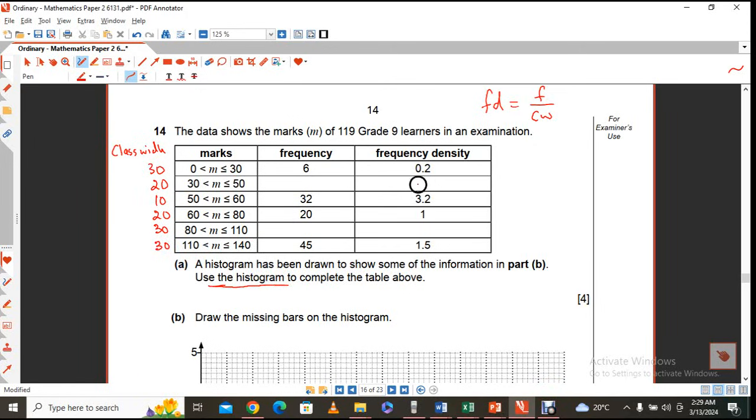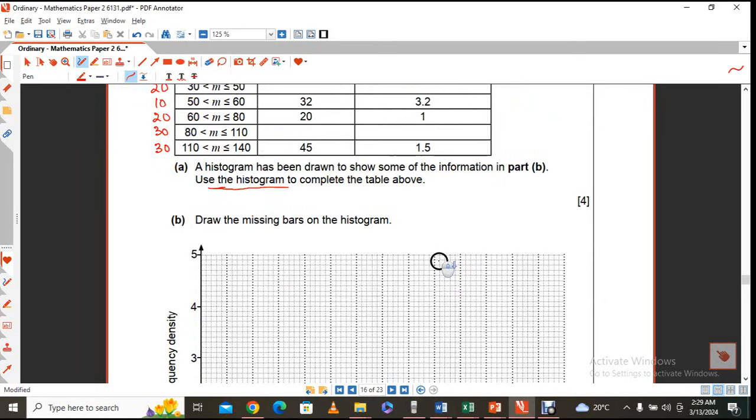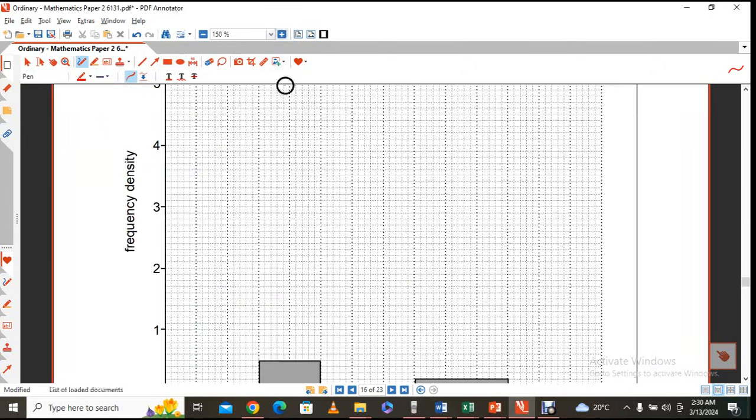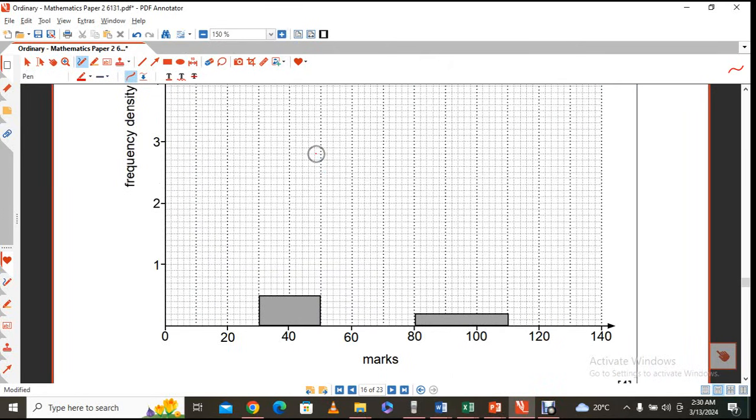So the frequency density, I don't have enough information here. All right, I have the class width, but I don't have the frequency density. I don't have the frequency in order for me to complete this. So I'm going to go to the table and see what is the frequency density for the various classes that I'm given. So I'm just going to make this one slightly bigger so that we can be able to count properly. So you would see that each little block is 0.1.